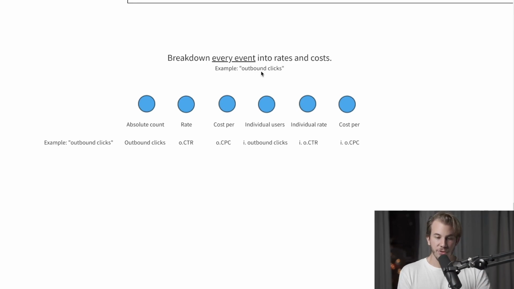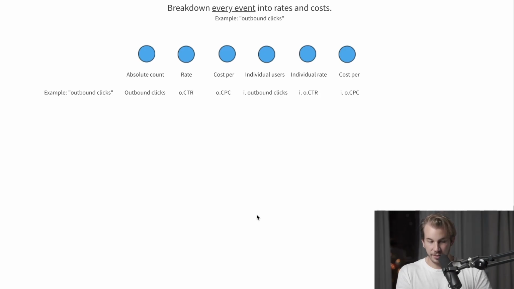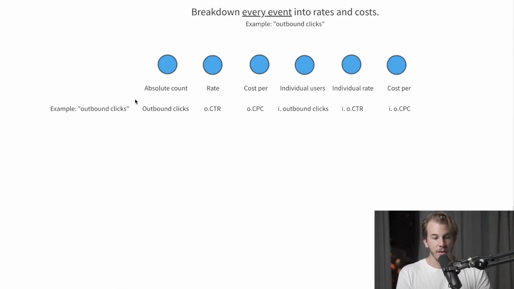For example, using the outbound click event, which is just one out of, let's say, 8 or 10, or however many we have, you have an absolute count. You get the rate, which calculates from your impressions how high the rate is of people going from impressions to this specific event. So out of 100 impressions, if you get 3 outbound clicks, that's a 3% outbound click rate. And this OCTR stands for outbound click rate or outbound click-through rate.